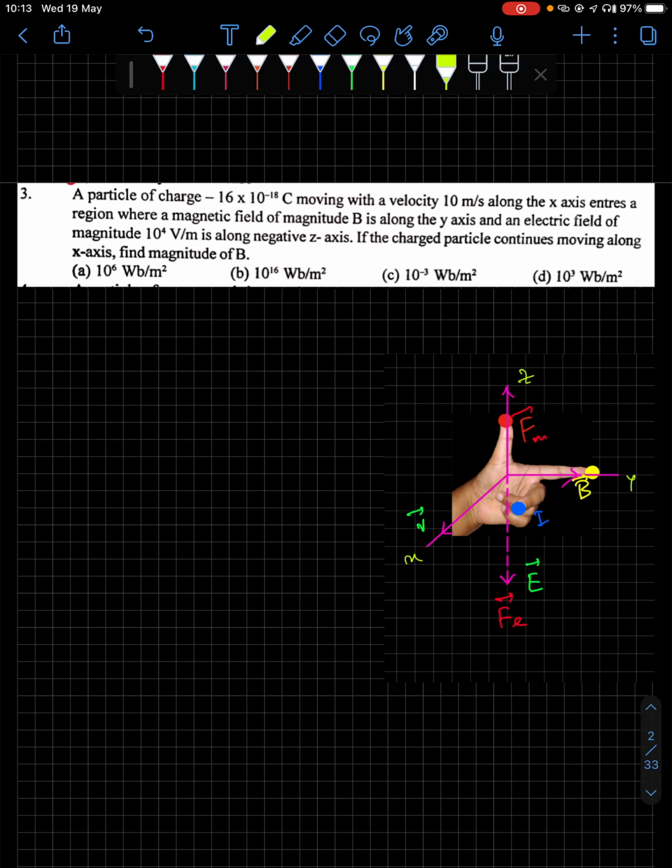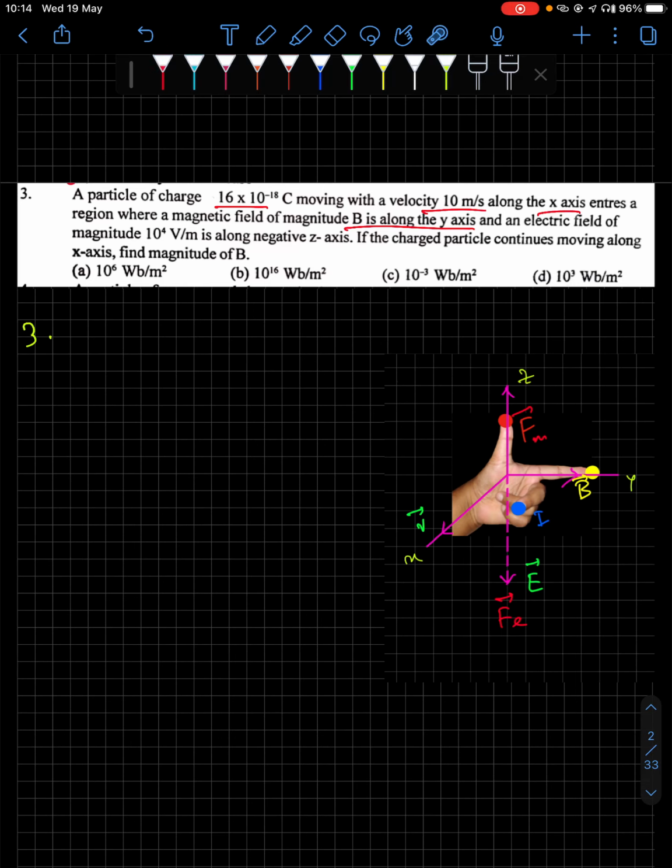Number 3, you have a charged particle. This has to be a positive charge. It is given as negative in the question, but this has to be positive. So the charge value is given, moving with the given velocity along the x-axis. It enters a region where a magnetic field is acting along the y-axis. So the magnetic field is along the y-axis, the charged particle is moving along the x-axis, right?